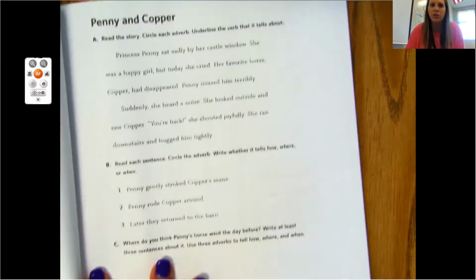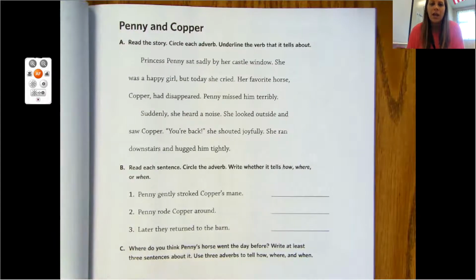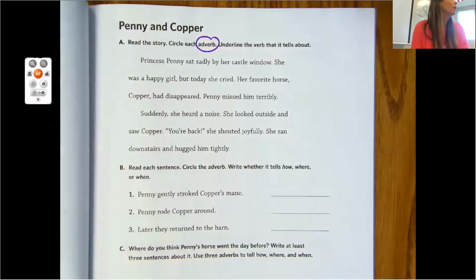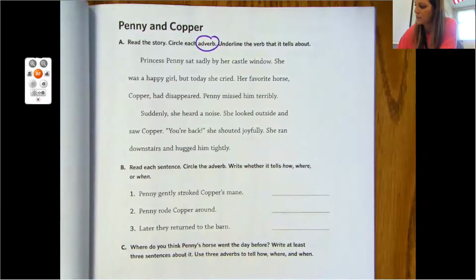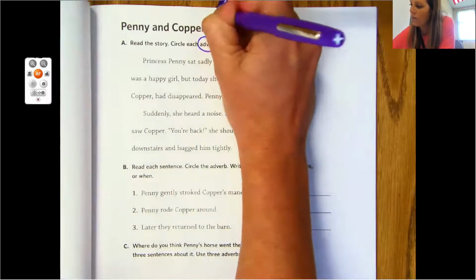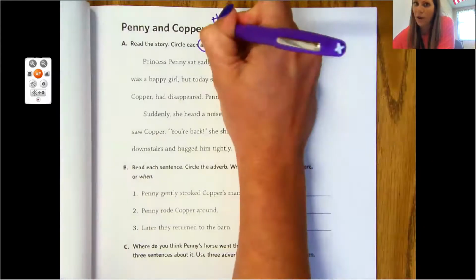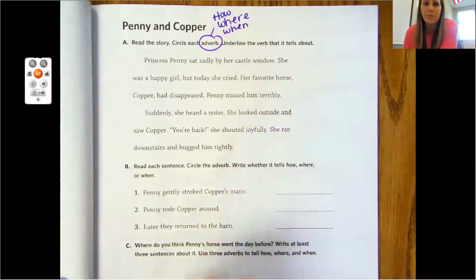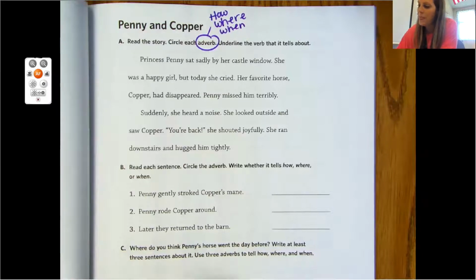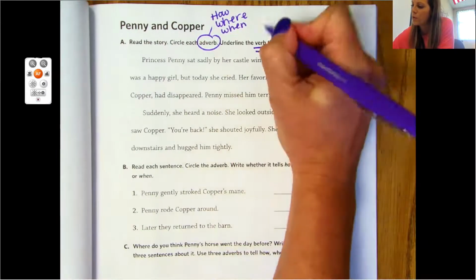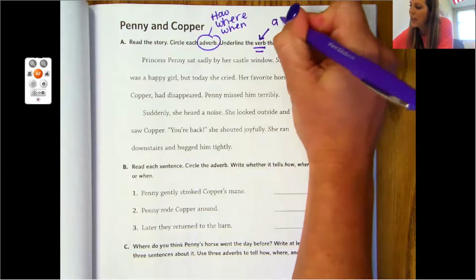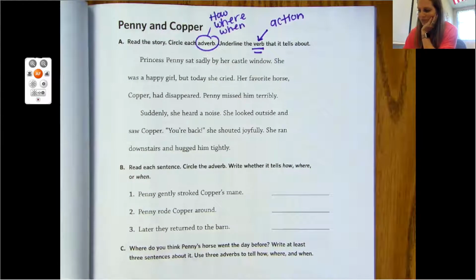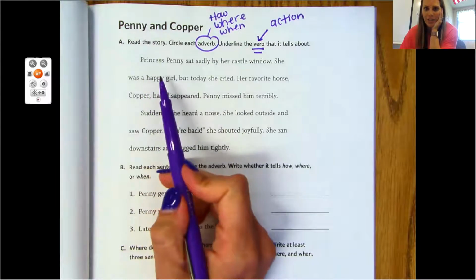So let's just refresh our smart brains. It says we are going to read the story. We're going to circle each adverb. Remember, an adverb describes how, where, and when something is done, right? And then it wants us to underline the verb. The verb is an action. It is something that you can do, okay? So we will do this one together today.